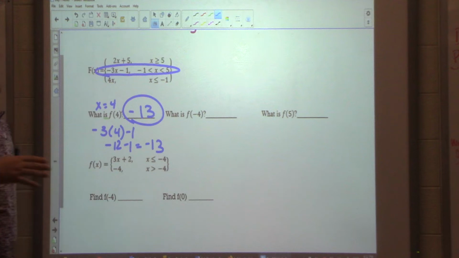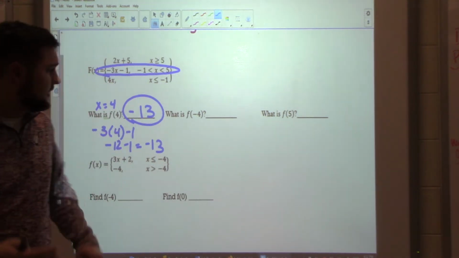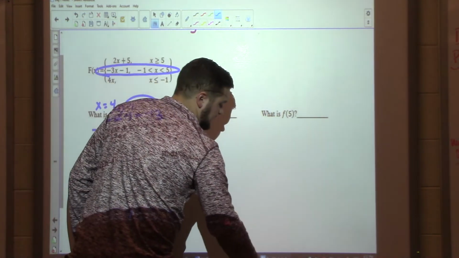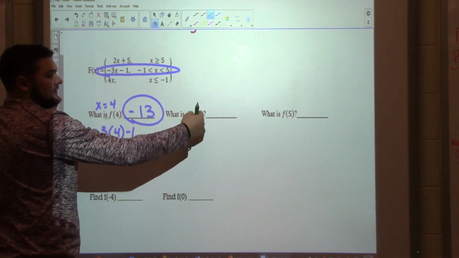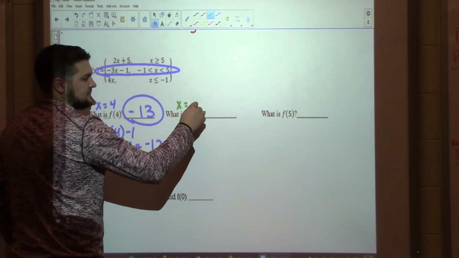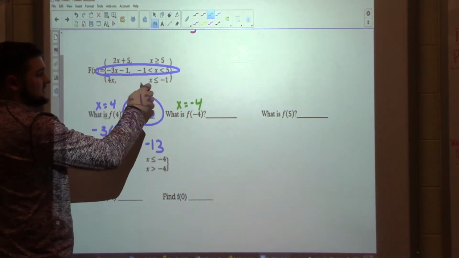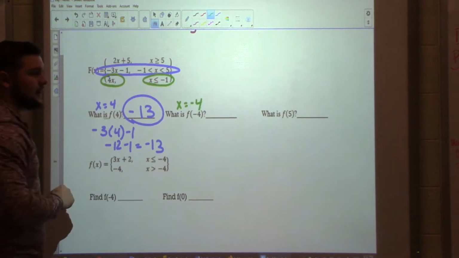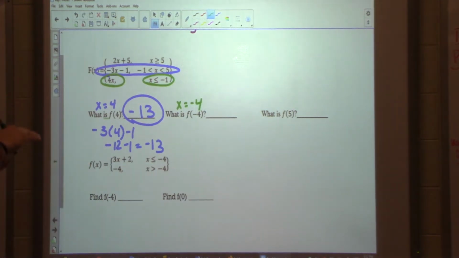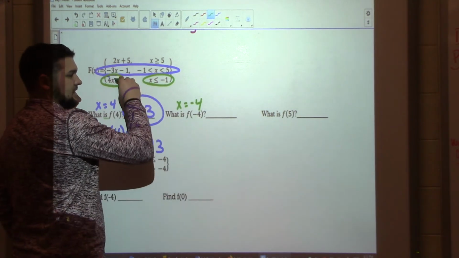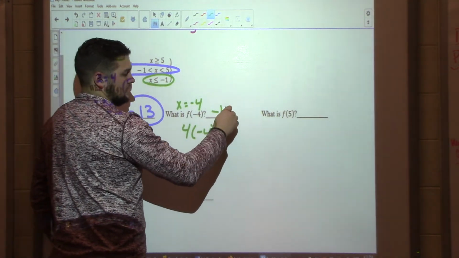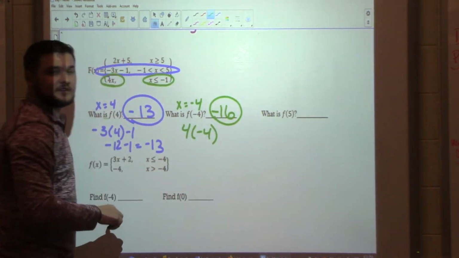So all you have to do is figure out which function we're actually using, and then plug your number into it. The second one here, what is f of negative 4? So if x is negative 4, that means it's less than or equal to negative 1. So I'm going to use 4x. I'm using the function that goes with the piece it matches. So I'm going to plug negative 4 for x. 4 times negative 4 will be negative 16.